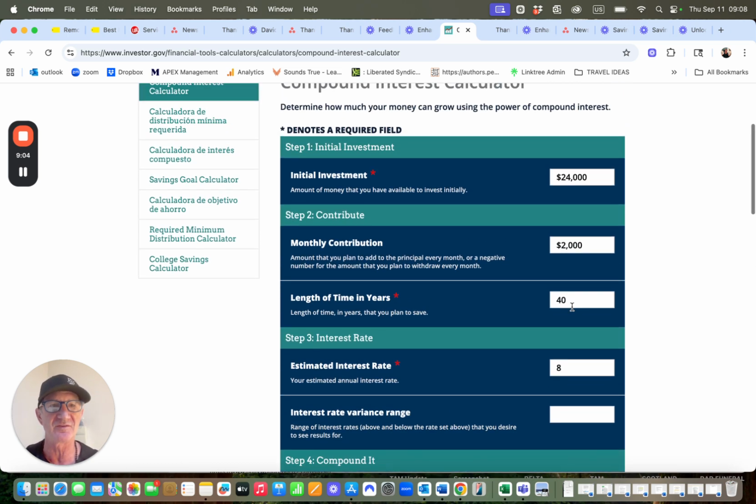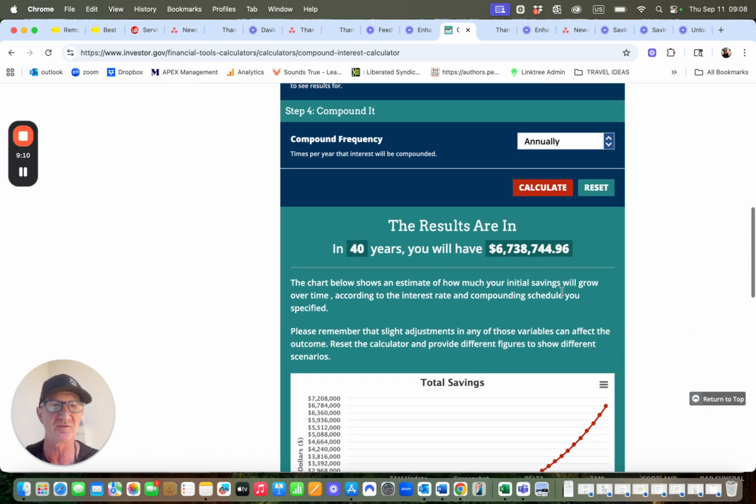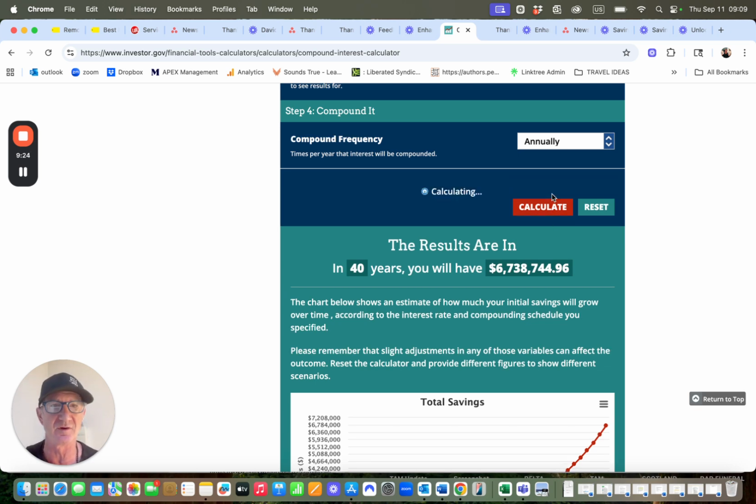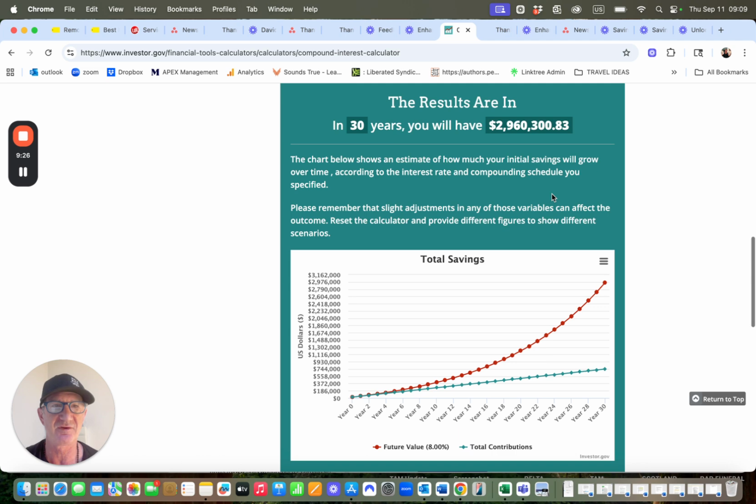Most people think about saving in their 20s. They don't really get serious about possibly doing it until their 30s. Remember this number, $6,738,000. This is for my son. If my son dallies around and doesn't get serious about saving in his 20s, right out of college, and he waits till he's in his 30s, look at this number. Half, $2,960,000. Still good, but man, it is a huge difference. You want to talk about a different type of retirement? That's a big difference in retirement.